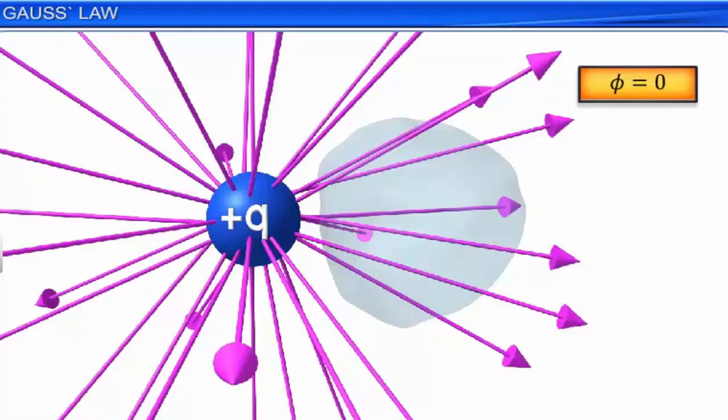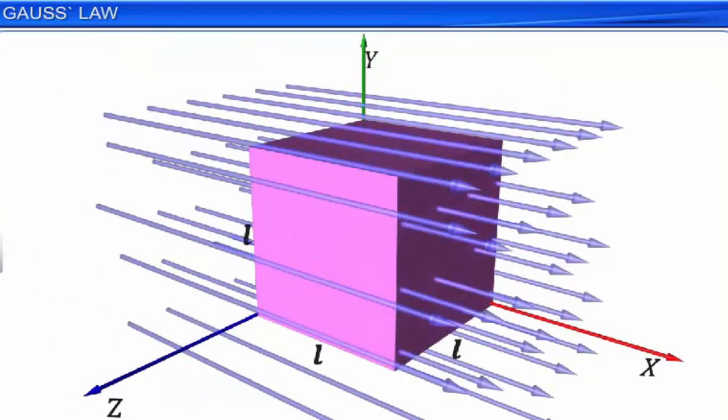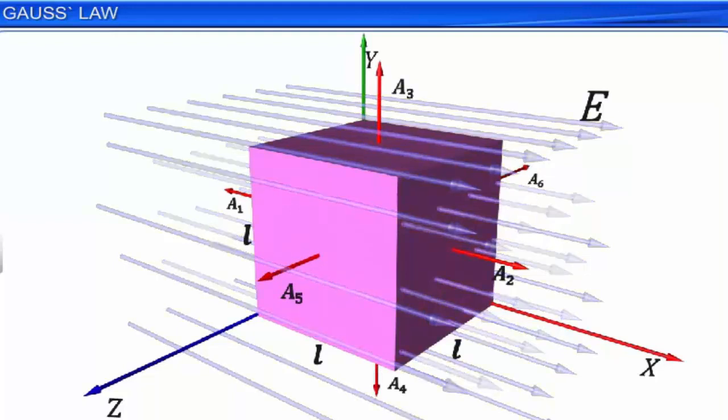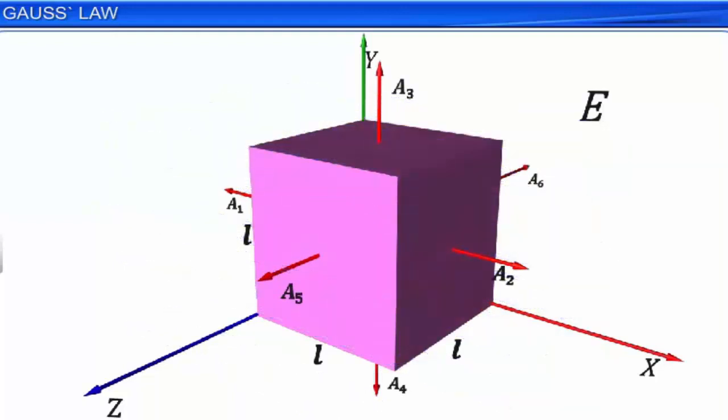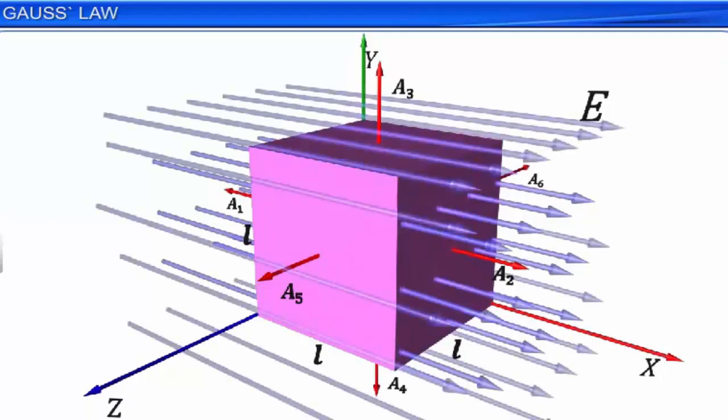Let us consider a cube of side L placed in a uniform electric field of strength E, directed along the x-axis. As the cube is a closed area and the number of field lines entering the cube is equal to the number of field lines leaving it from any of its surfaces, the net flux through the cube is 0. Now let's prove the same.